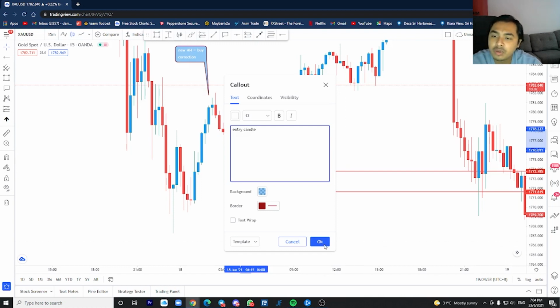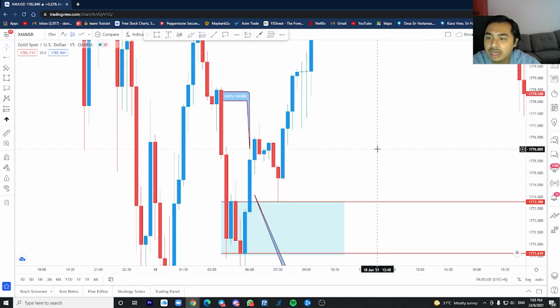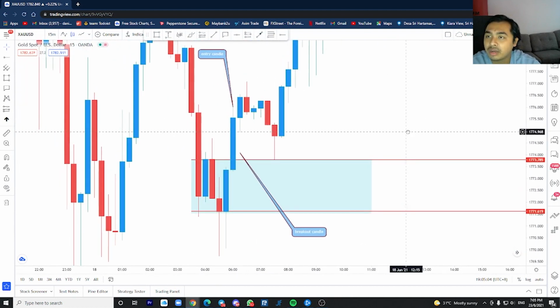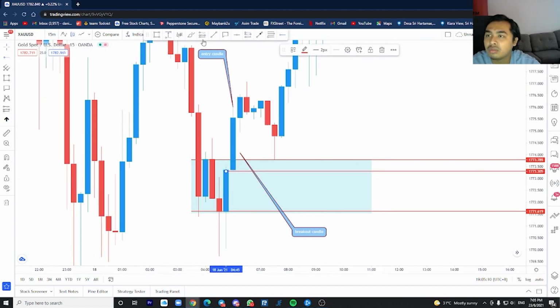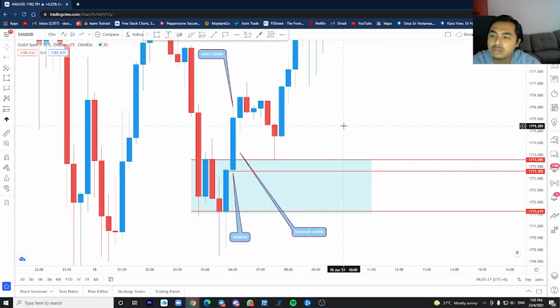Okay. So since we are buying, the breakout candle, where was the level of support on the breakout candle? The level of support on the breakout candle is here. So this is your stop loss.